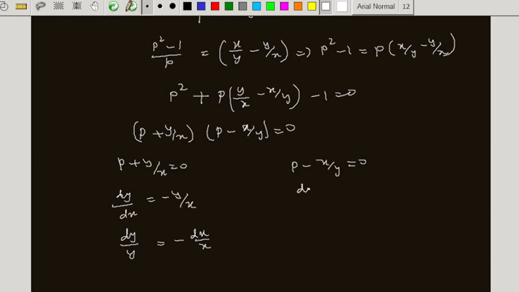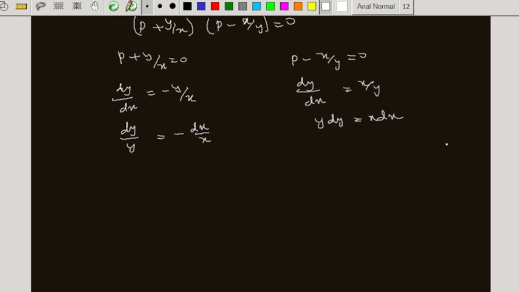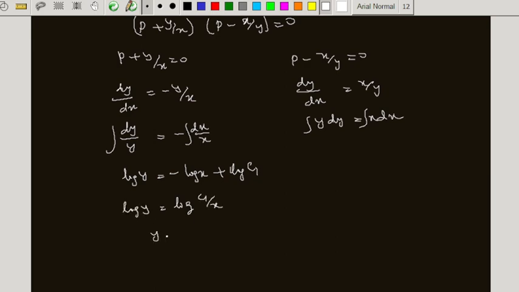Here dy by dx is x by y. So if we cross multiply this one, we get y into dy equal to x into dx. So here both the sides we integrate this one. So here we get log y equal to minus log x plus log c1, and this one we can write it as log c1 by x equal to log y. So y equal to c1 by x, or we can write it as xy equal to c1.